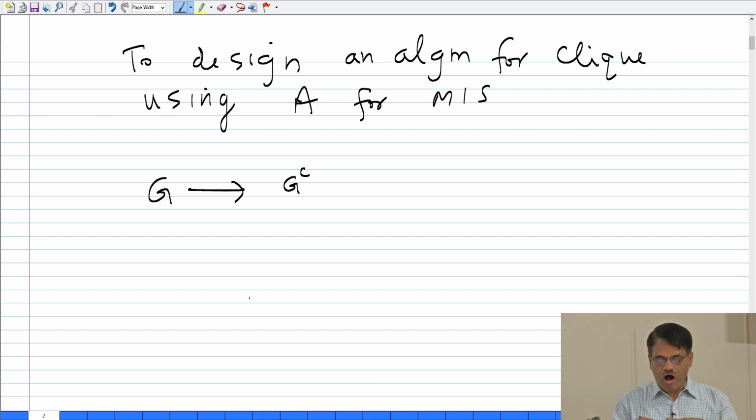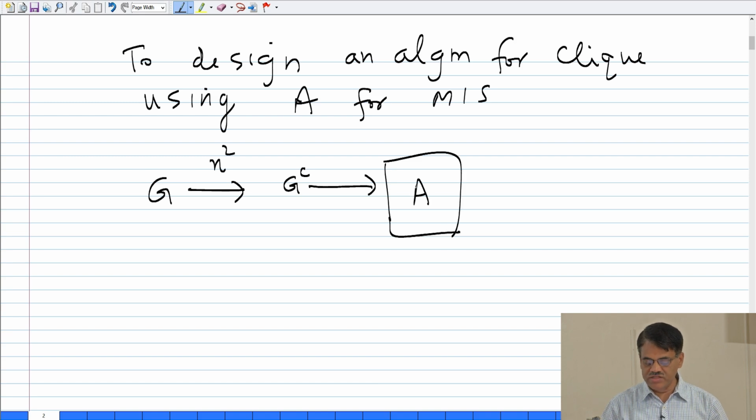And how fast can I find the complement of a graph? Given an adjacency matrix, wherever there is a 1, change it to 0, and vice versa. That's all. That's an n squared algorithm. Run through your adjacency matrix, so this will take n squared time. And then I feed this complement graph to my A, and A will give me a maximum independent set in this complement graph.